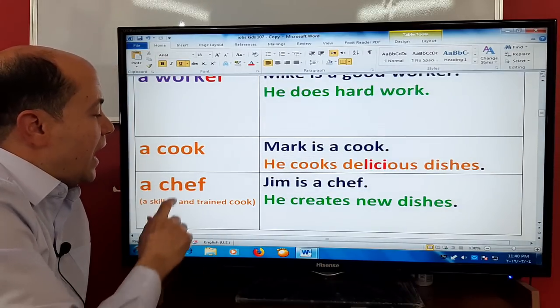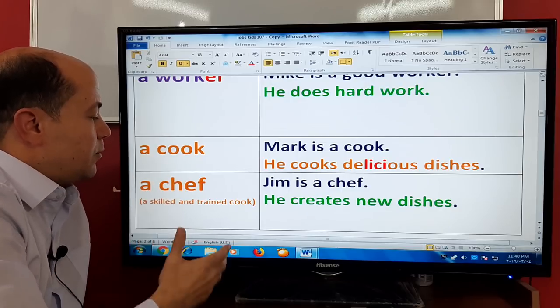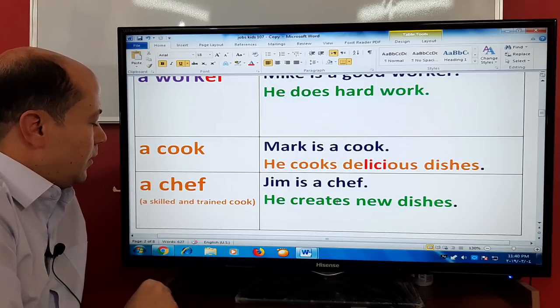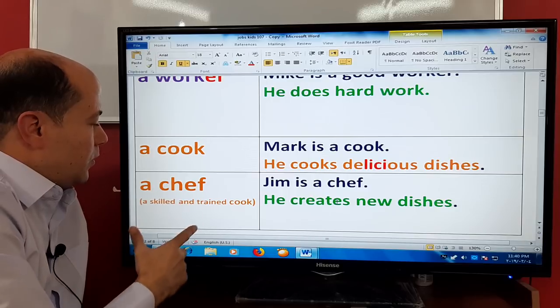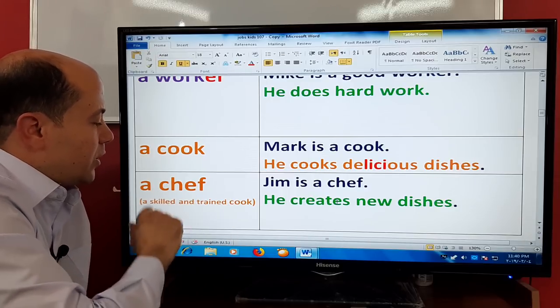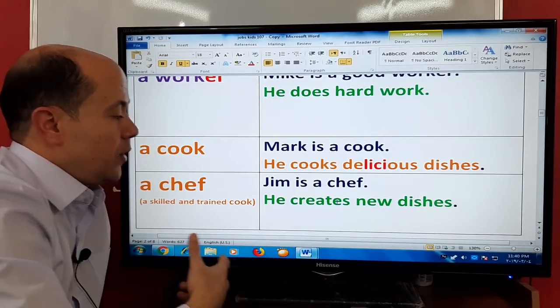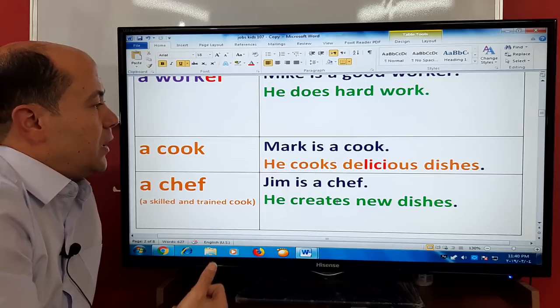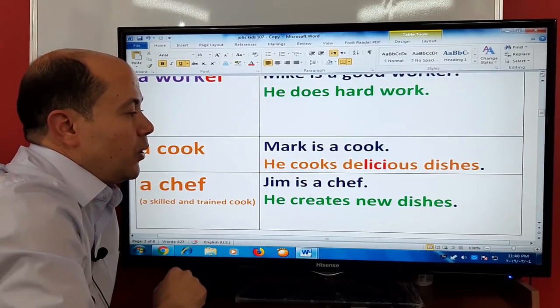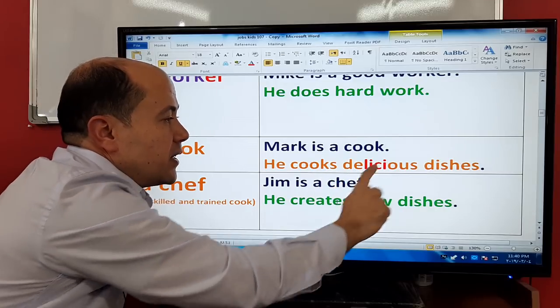A cook, a chef. A cook طباخ, وشيف طباخ بس محترف شوية. Skilled, موهوب, ذو مهارة. Trained, متدرب. يبقى trained cook, يبقى chef اللي creates dishes, بيبتكر أطباق جديدة. Mark is a cook, مارك طباخ. He cooks delicious dishes, هو بيطبخ أطباق لذيذة.